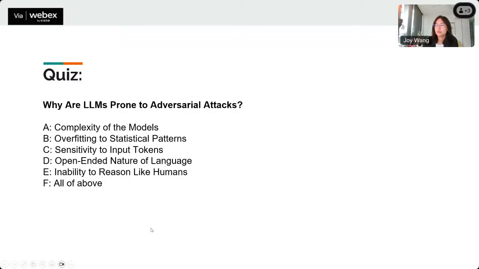So another question: why are large language models prone to adversarial attacks? Okay, type your answer in the chat. Okay, this is an easy one. All of the above is a reason why large language models are prone to adversarial attacks.